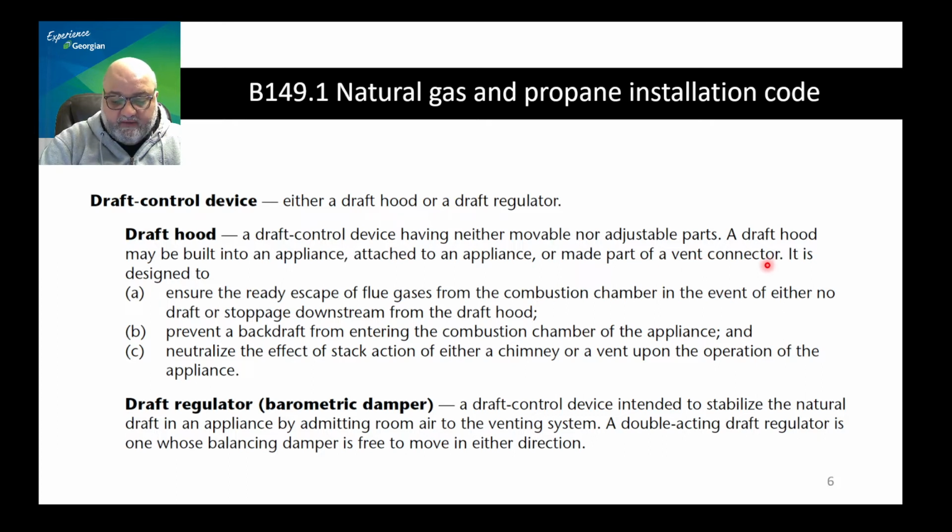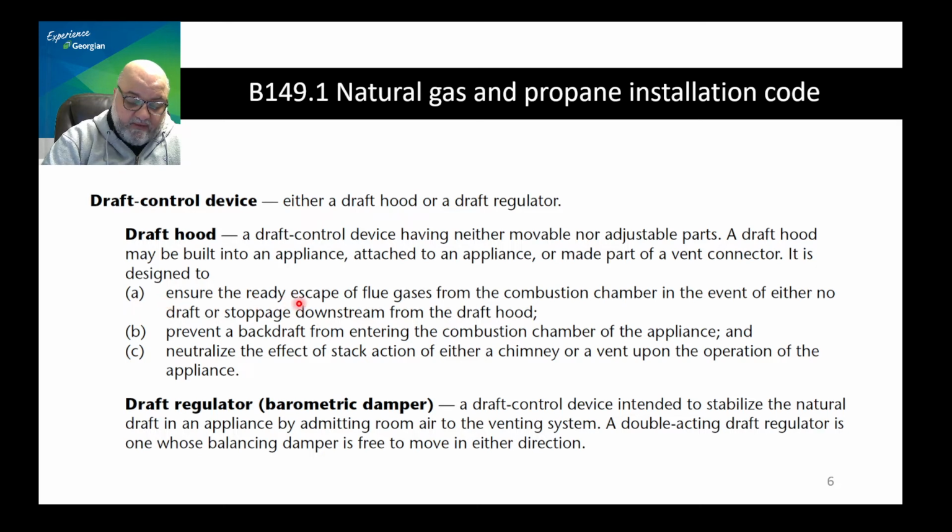So a vent connector is that part of the vent that connects the appliance to the main vent. We're going to recognize the parts of a venting system later on. So what does a draft hood do? What is the main purpose of a draft hood? It has 1, 2, 3 different purposes.